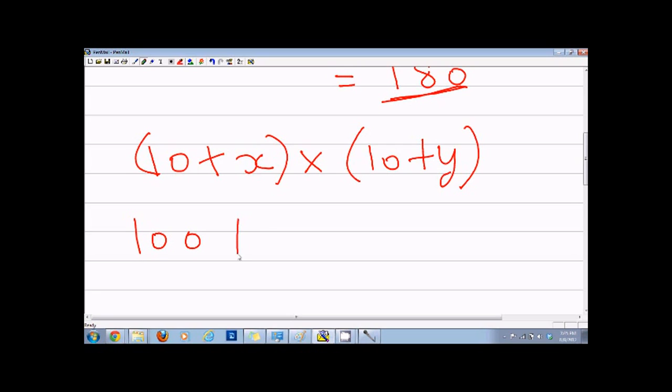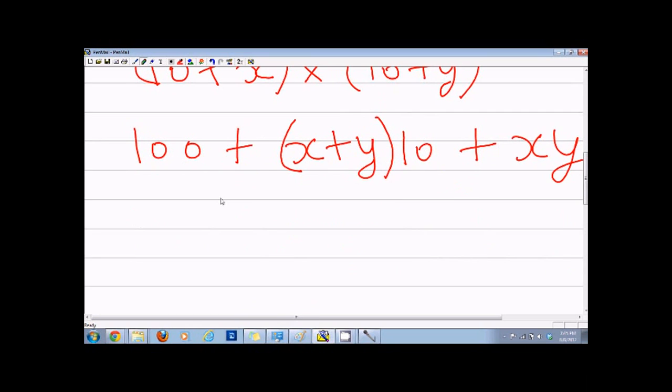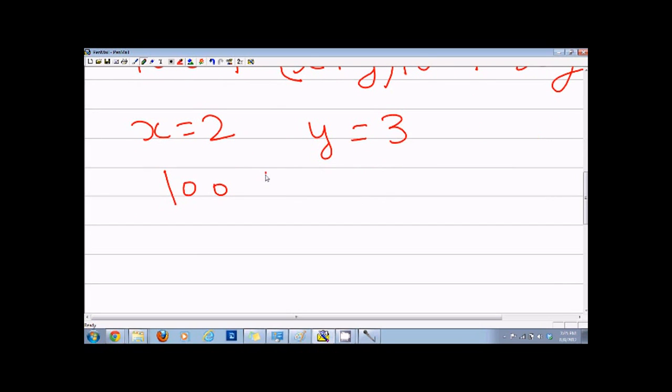plus x plus y, and this x plus y will be multiplied by 10, and then we have x into y. So that's why if you substitute your numbers, suppose we have x is 2 and y is equal to 3, then you can substitute that and you get 100 plus 50 plus 6. So your answer is 156. So this is what I have shown you before.